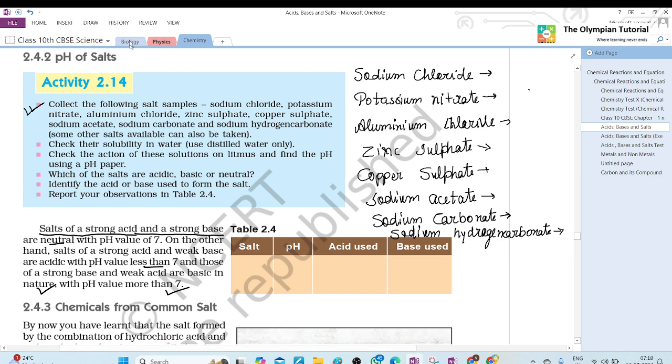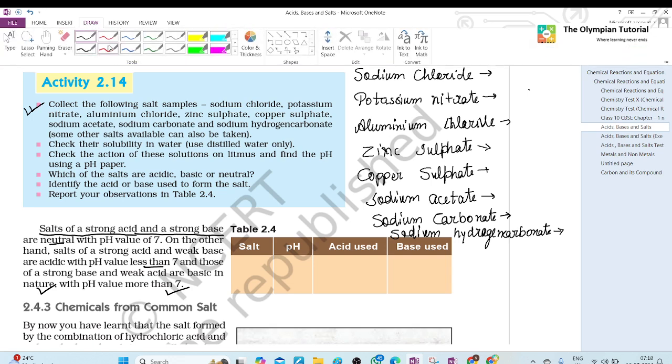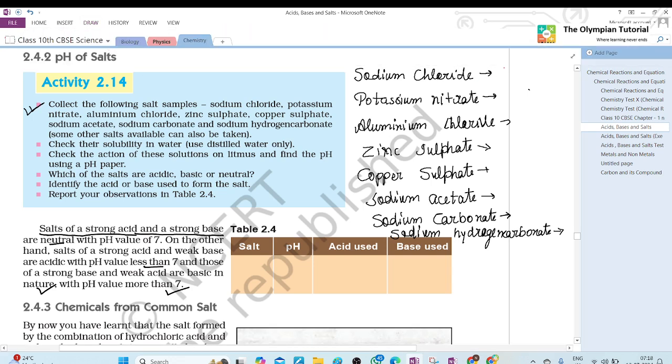Now, sodium chloride. Students, anyone can reply. I will not mention any name. Sodium chloride, its formula is NaCl. Potassium nitrate, KNO3. Aluminium chloride, AlCl3, because aluminium has valency 3 and chloride 1.